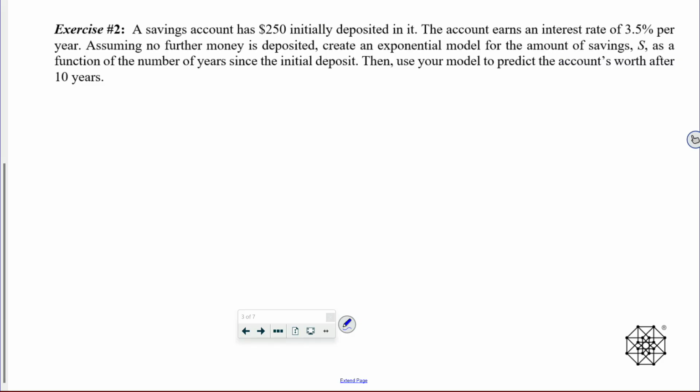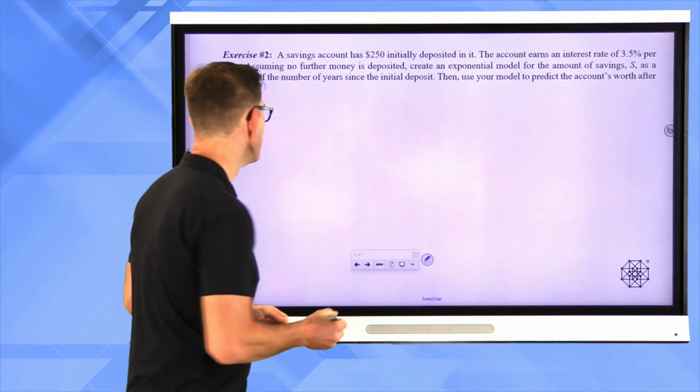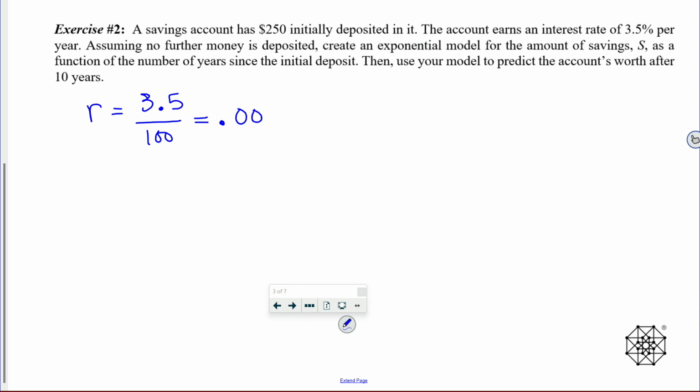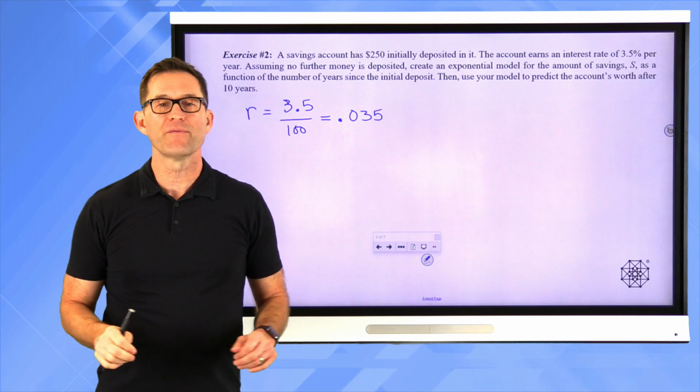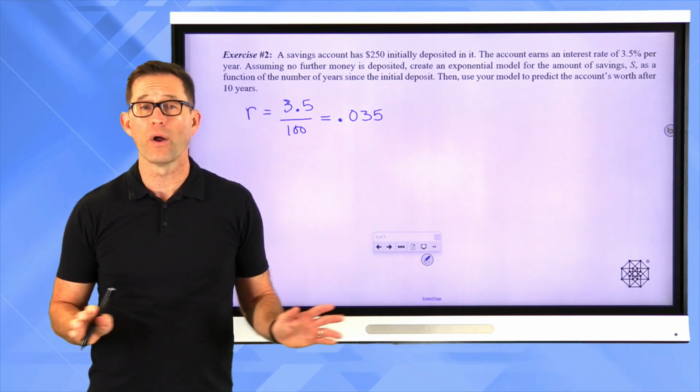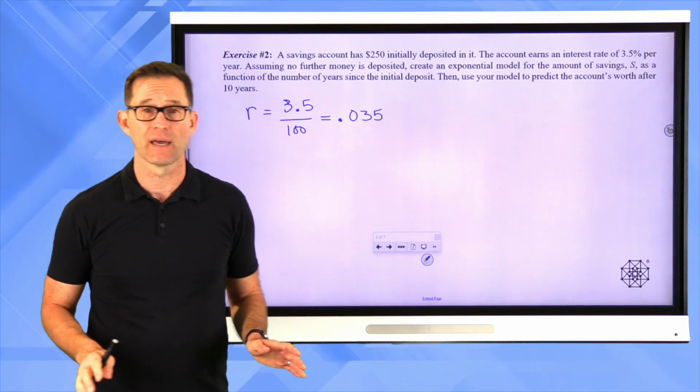All right, well, again, just to be very clear, our rate, the thing we're going to add to 1, is 3.5 divided by 100. Move that decimal place 2 units to the left, and we get R is 0.035, right? R is not 3.5, it's not 0.35, because 0.35 would be 35%, and that would be wonderful interest, but you're not going to get it on a savings account.